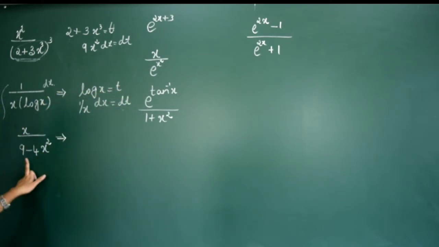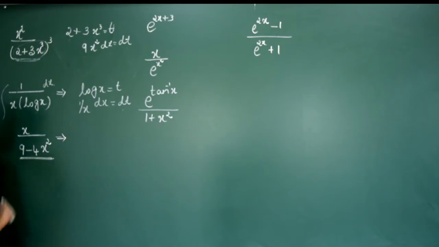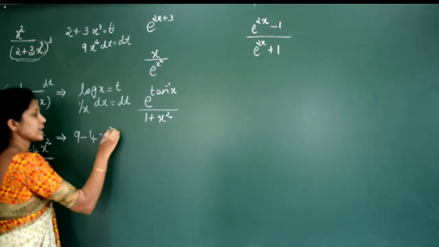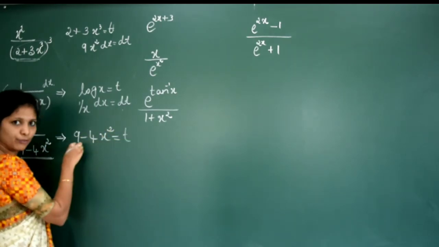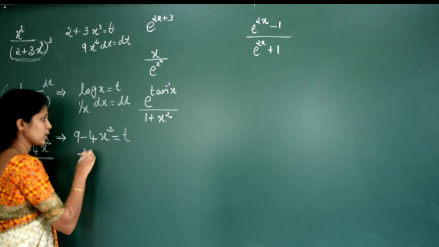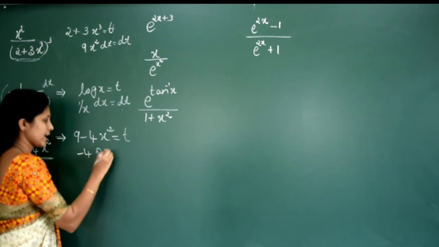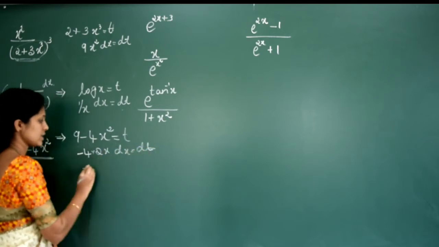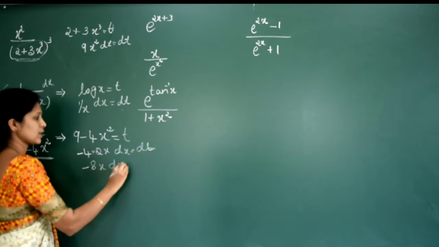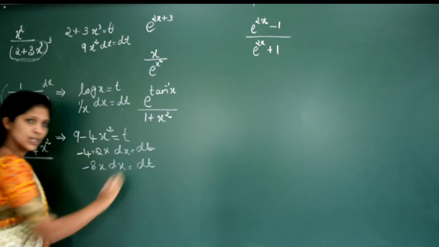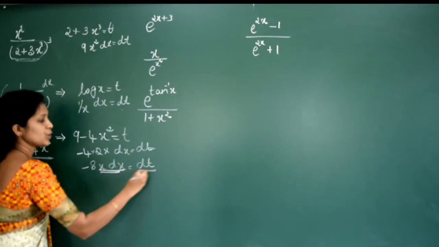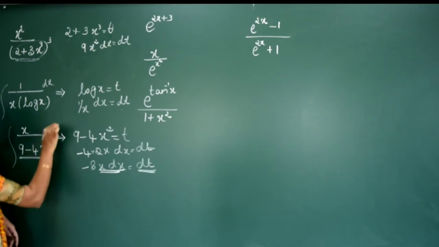Here, give the substitution for 9 minus 4x square. You need to understand which substitution you have to give. So 9 minus 4x square is equal to t. The derivative of 9 is 0, minus 4 into the derivative of x square, 2x, dx is equal to dt. Now this is minus 8x dx equal to dt, right? So see here, x dx is needed, and x will be there into dx.